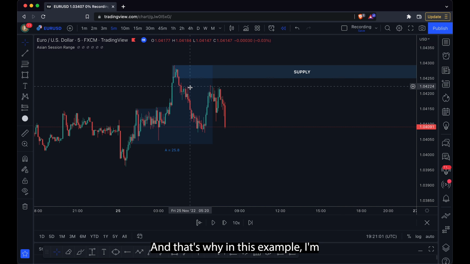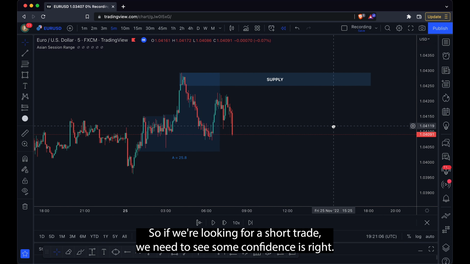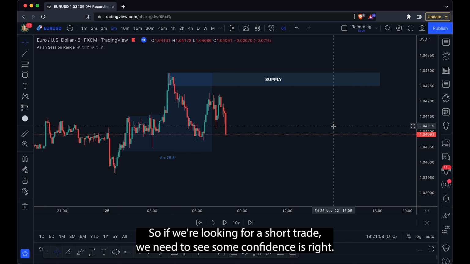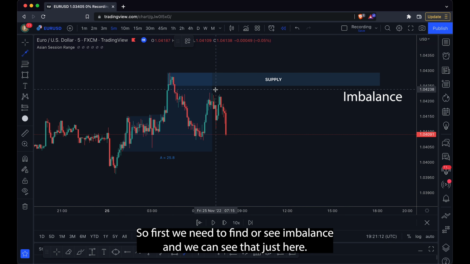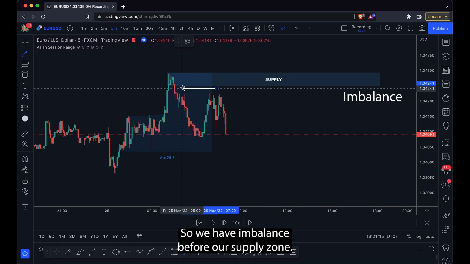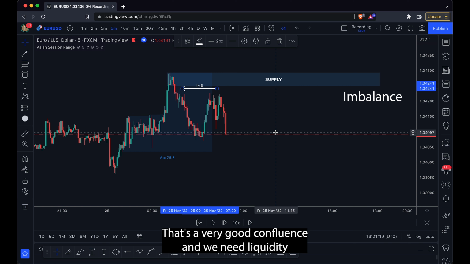And that's why in this example I am looking for a short trade, and that's why I've drawn this supply out. So if we're looking for a short trade, we need to see some confluences, right? So first we need to find or see imbalance, and we can see that just here. So we have imbalance before our supply zone. That's a very good confluence.